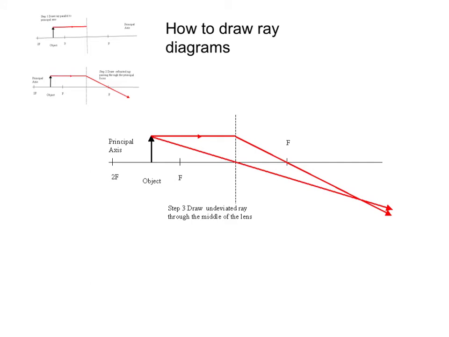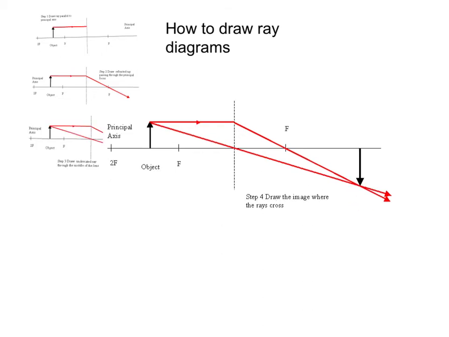Step 3 is then to draw a second ray which simply goes from the object, the top of the object, through the centre, the middle of the lens, and then all the way through. And so now what you have is a point where those two rays cross over. And then step 4, simply draw on an arrow from the axis here down to where the two rays cross. So now you've formed your image. That is your image there.